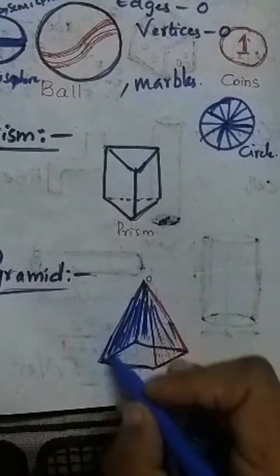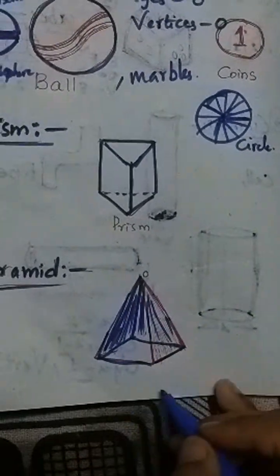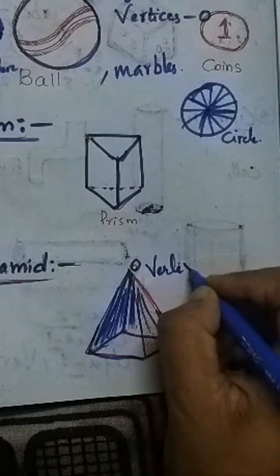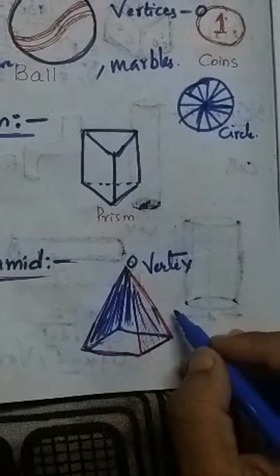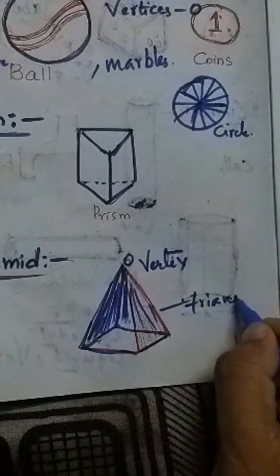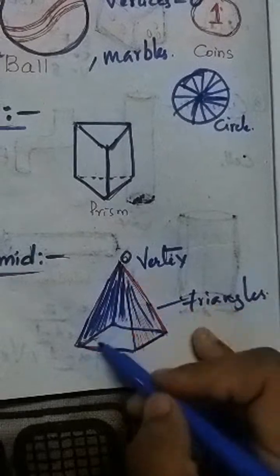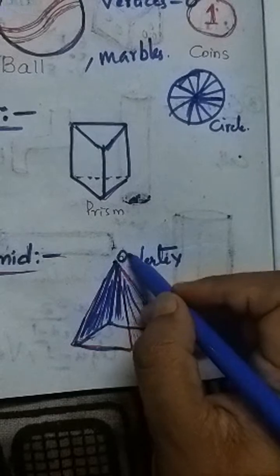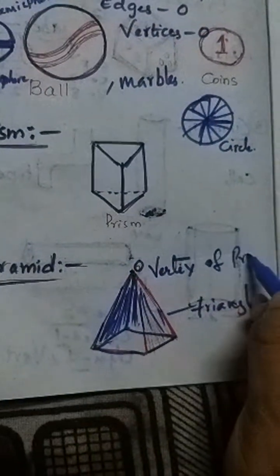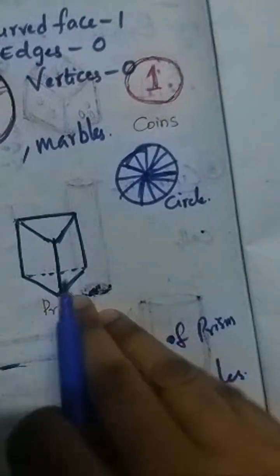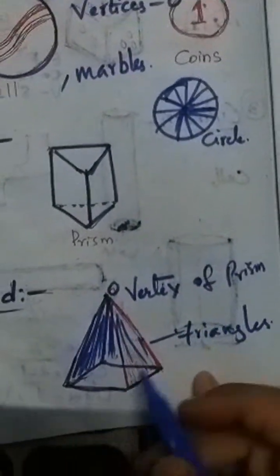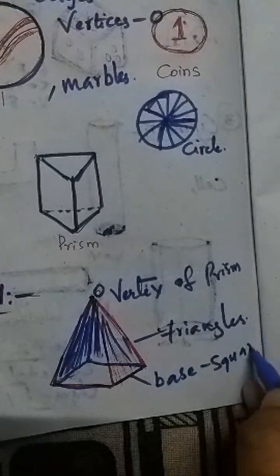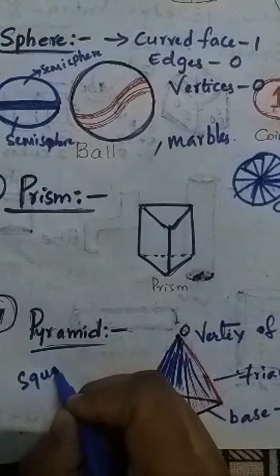A pyramid is a solid shape with a base and a point as vertex. This is a vertex we call. Okay, the other faces are triangle shapes. All the triangular faces meet at a point. This point O is called the vertex of the pyramid. Now the square pyramid, it has a square base. We call it a square pyramid.